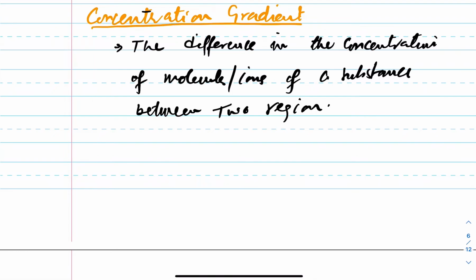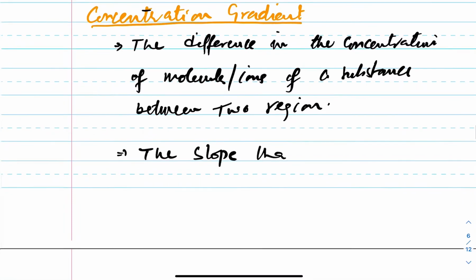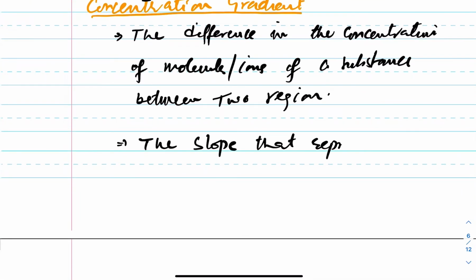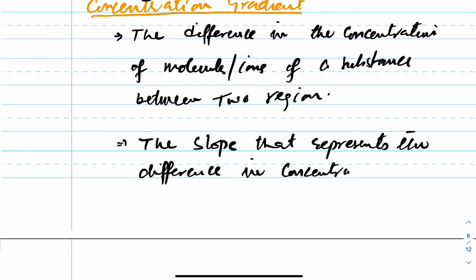The slope that represents the difference in concentration is known as concentration gradient.